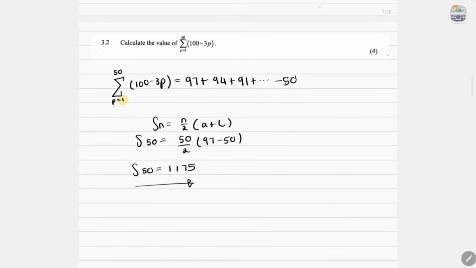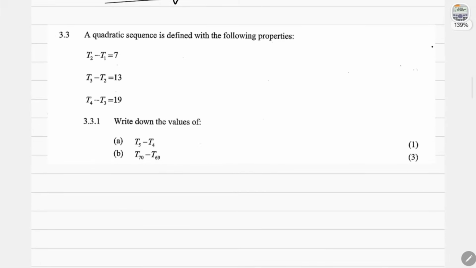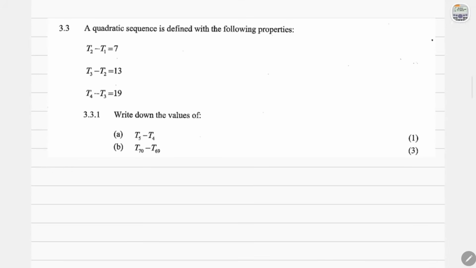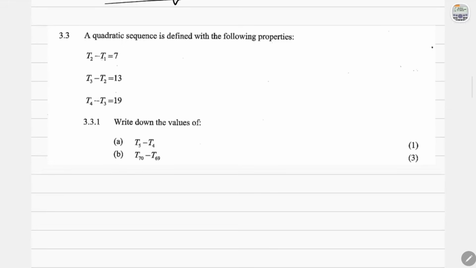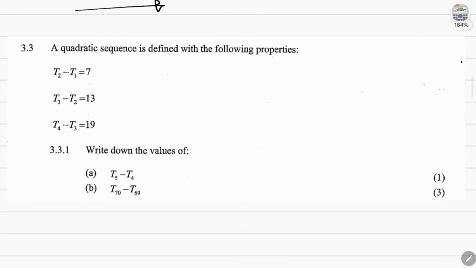Okay, moving on to the next question. Question 3.3 says, a quadratic sequence is defined with the following properties. Term 2 minus term 1 is 7. Term 3 minus term 2 is 13. Term 4 minus term 3 is 19. Okay, so you have to actually write this out first.